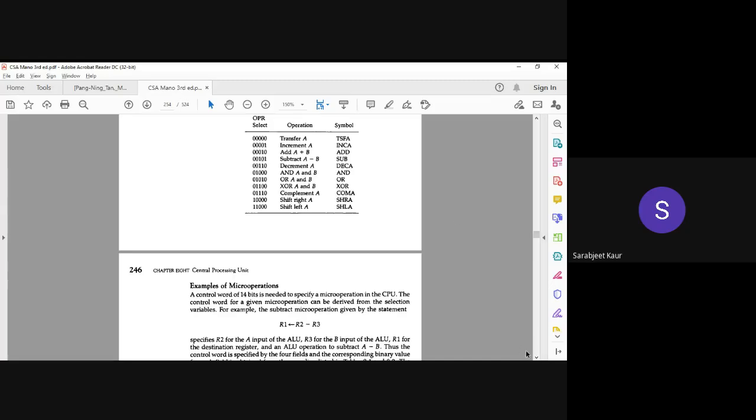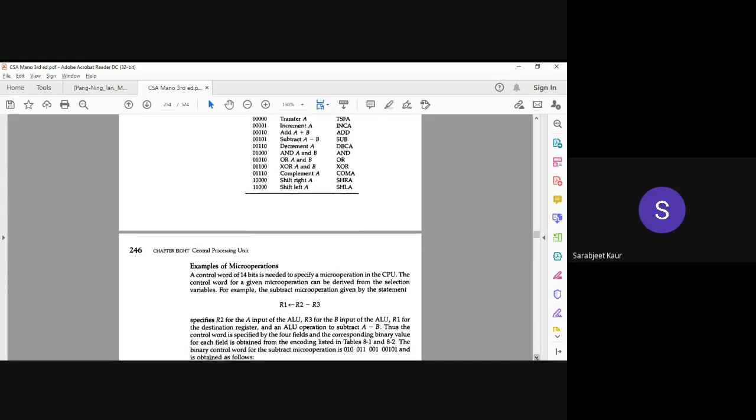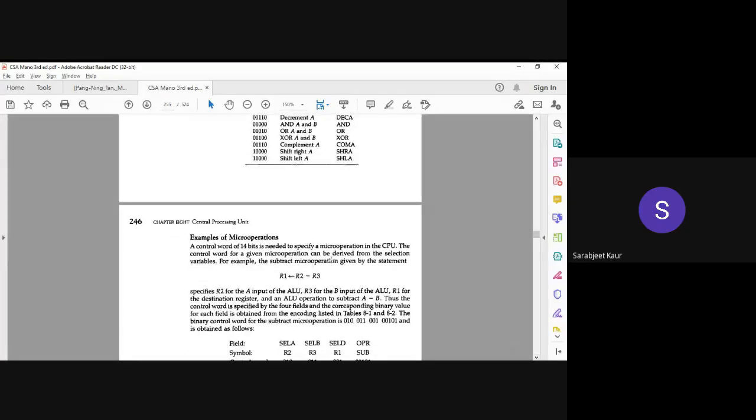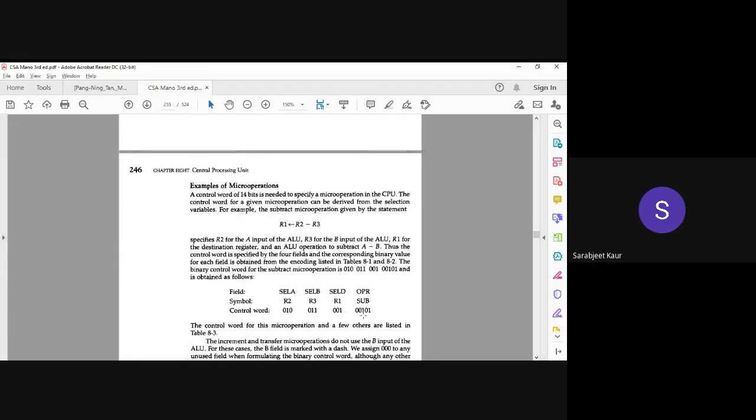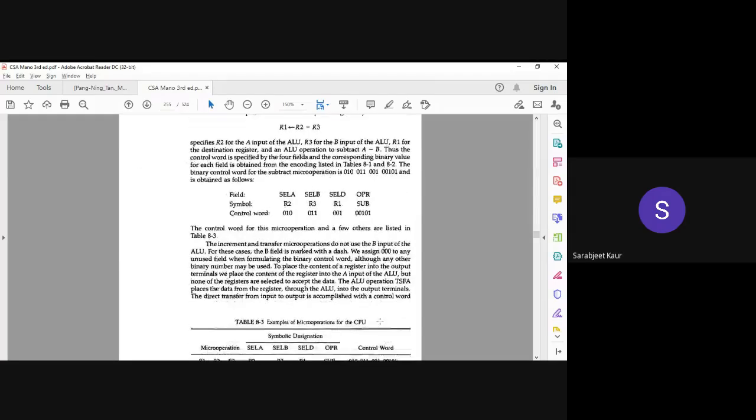So I come here and I put in 0, 0, 1, 0, 1 here. So this entire set of 14 bits taken together is the control word. It is my control word. Is this clear to everybody? This is very important.